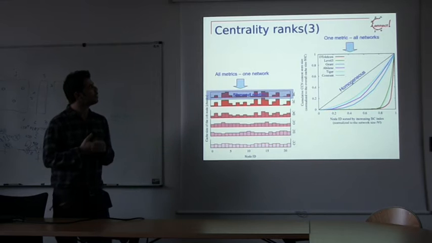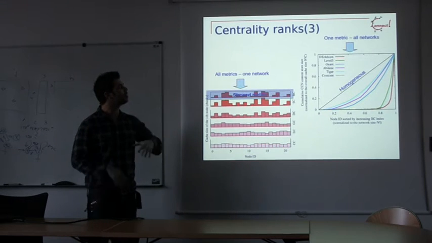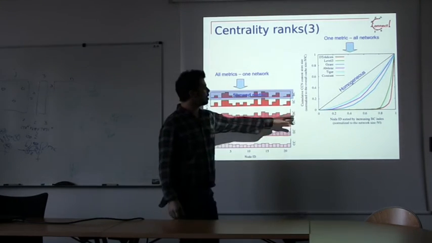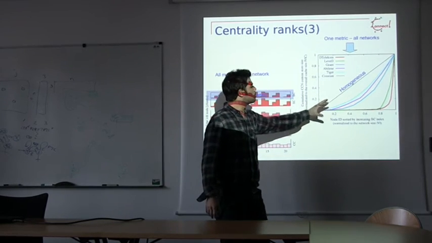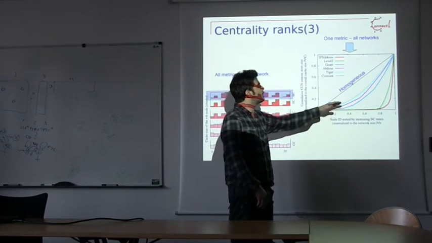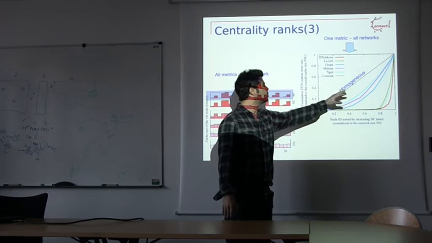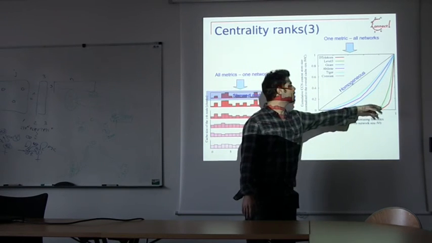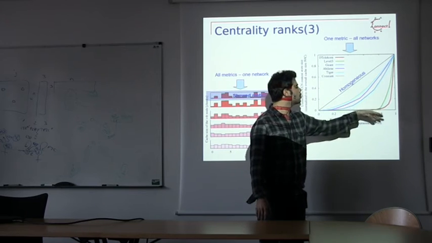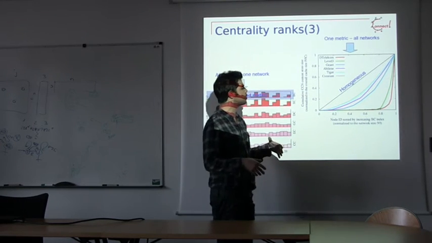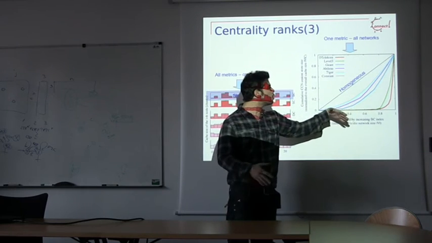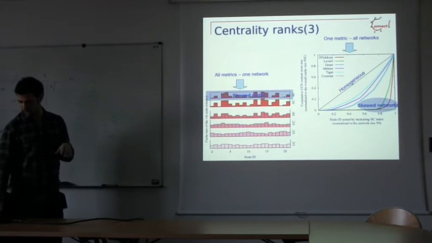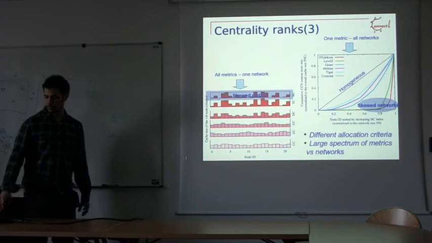In the right plot, we have considered just one metric applied on all networks. In this case, we have considered the betweenness centrality. And we can see as we shift from the homogeneous case that, for some networks, the distribution is quite similar to the homogeneous case, while for other networks the distribution is really far from the homogeneous case. So also for the same metric, considered on different networks, we have a really huge space of investigation. So this is the idea that you can get from these pictures.